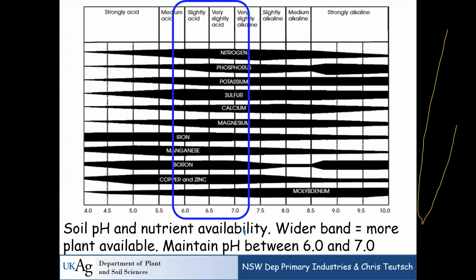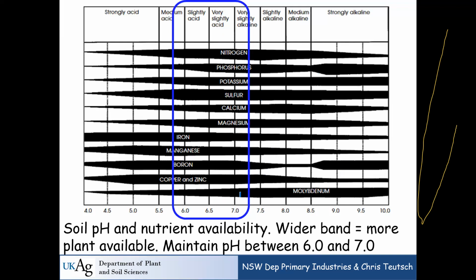This figure is one that New South Wales and Australia put out, and Chris Toit and I adapted and managed a little bit. This is what we call the missile diagram. But in reality, wherever there's width here, that's where nutrient availability is high. For most of the nutrients here, the thick region is somewhere between 6 and 7.